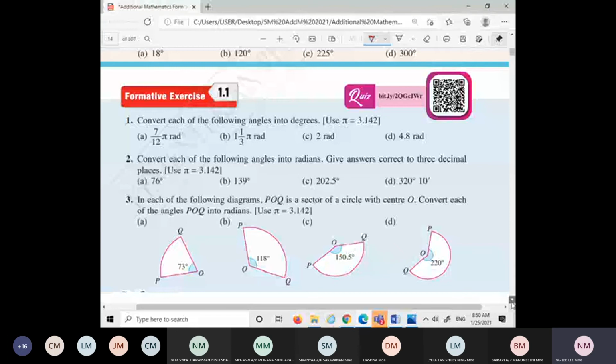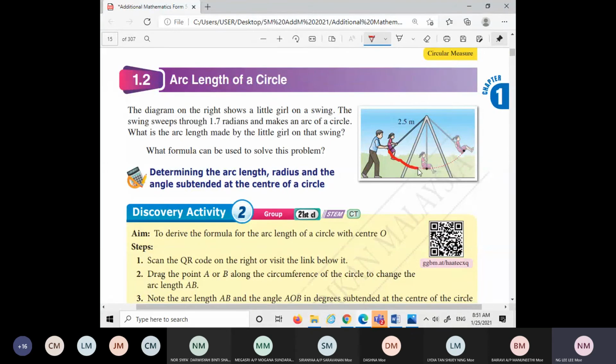Daily life problem. Maybe the question they will ask you, what is the distance traveled for this girl from here to here? Let's say I label here point A. From point A to point B, what is the distance traveled by the girl from point A to point B? They didn't tell you what you have to find, but actually, if you complete it, this is a circle.